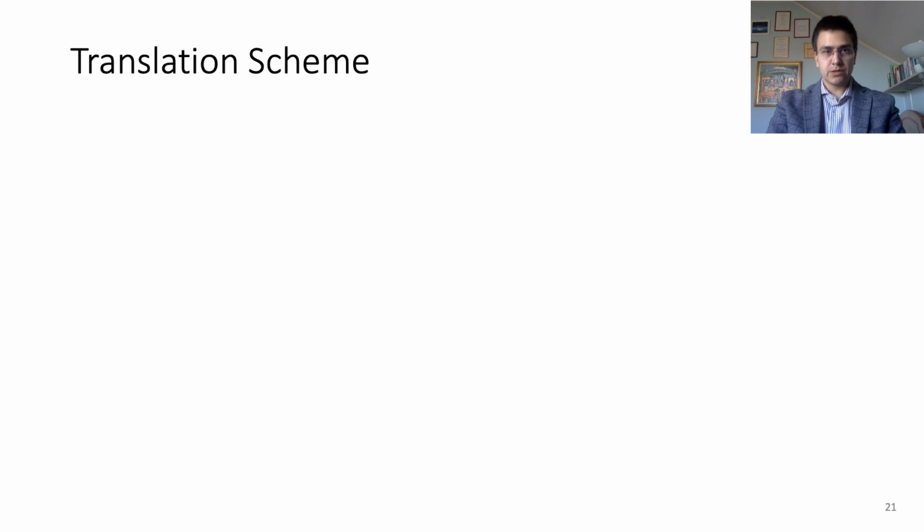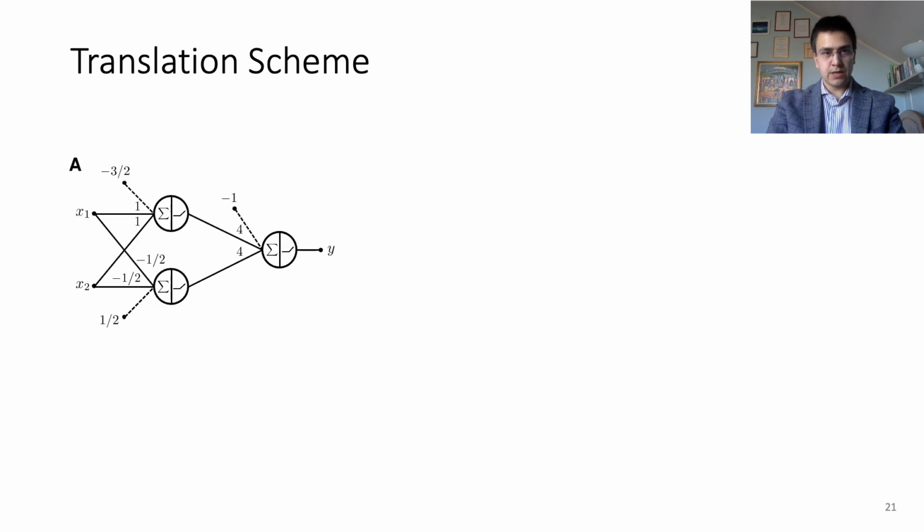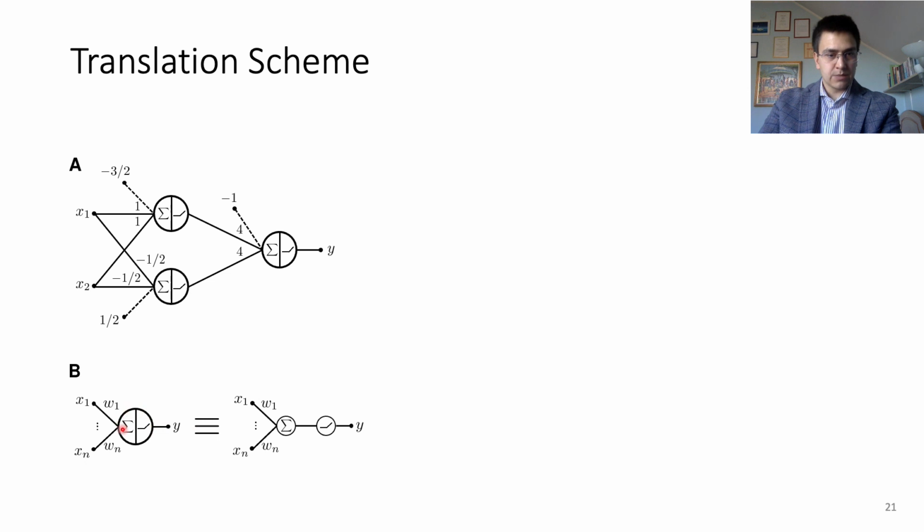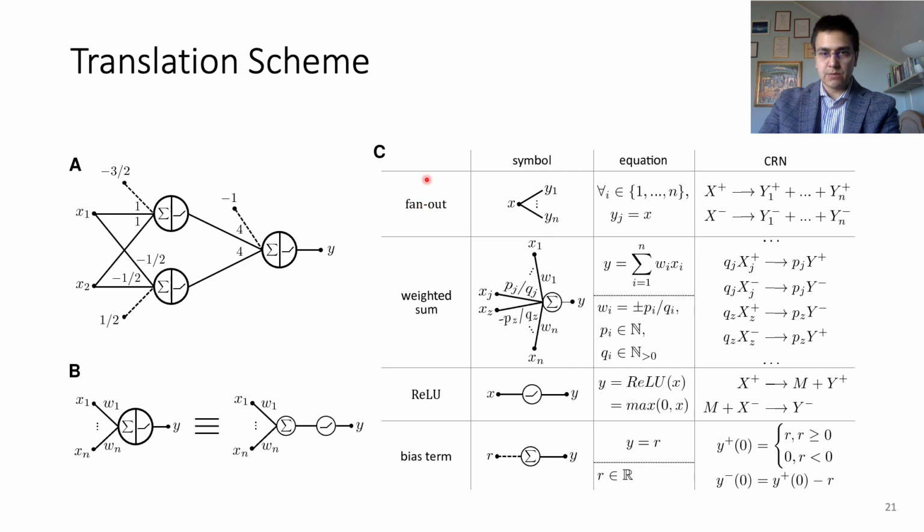So the bridge, I'll illustrate on the translation scheme, where this is a model of neural networks. This is a neural network. This is how we can decompose a neuron into a weighted sum and an activation function, where we only use ReLU, which we don't consider to be a big drawback. This is the scheme. Here are the different components that the neural network consists of: the symbol, the equation, what that mathematically represents, and the CRN implementation of that component.